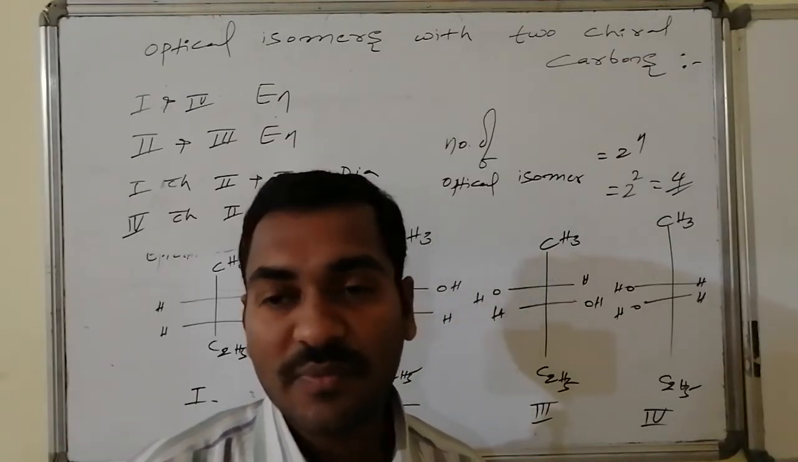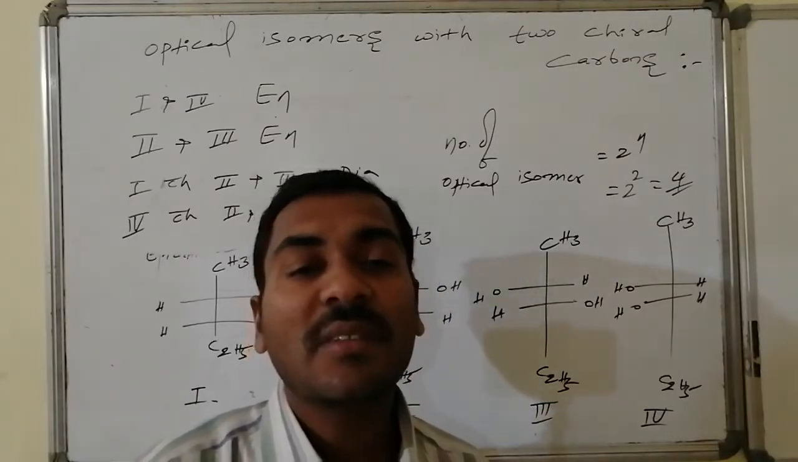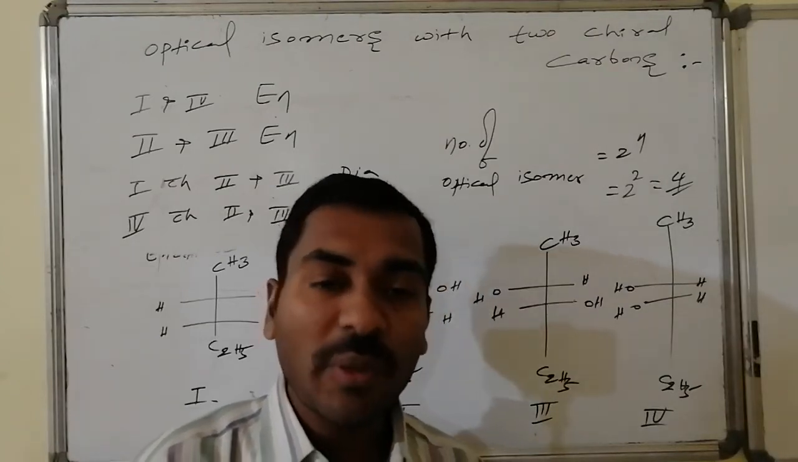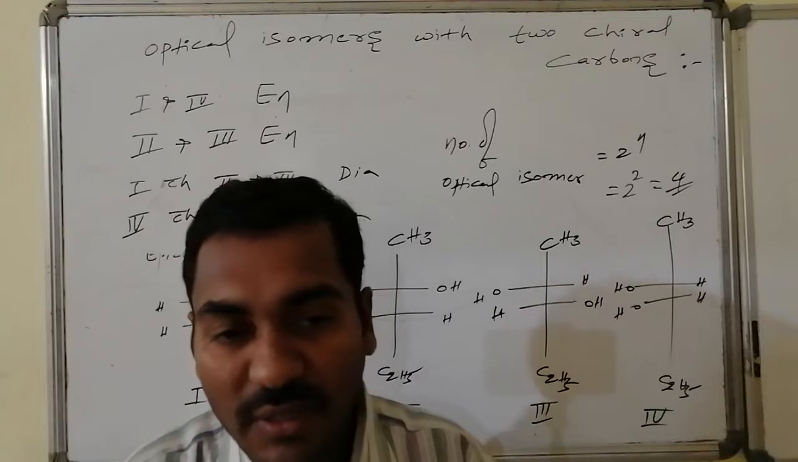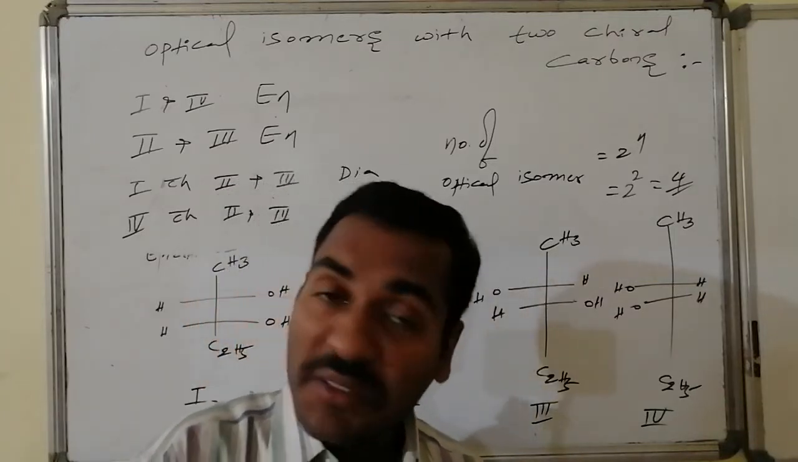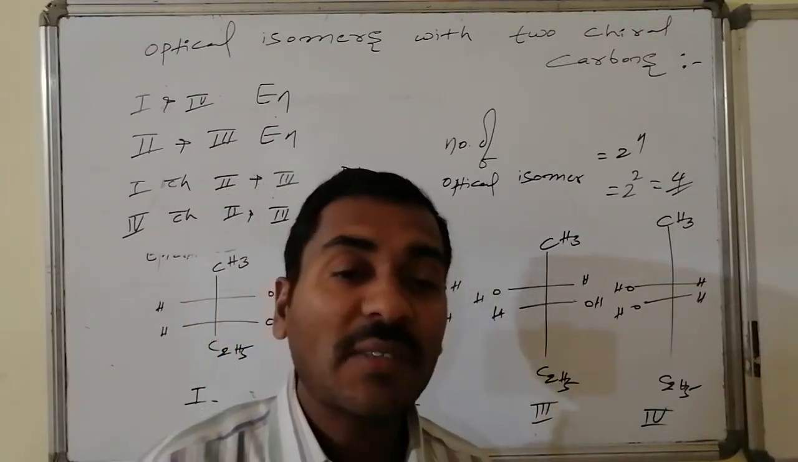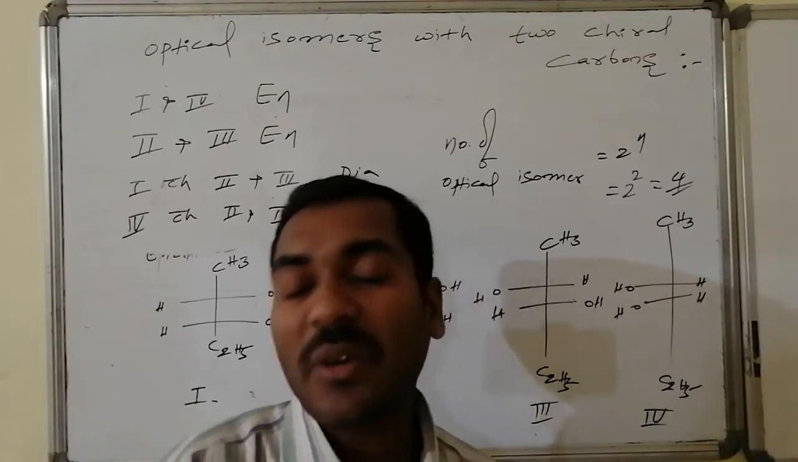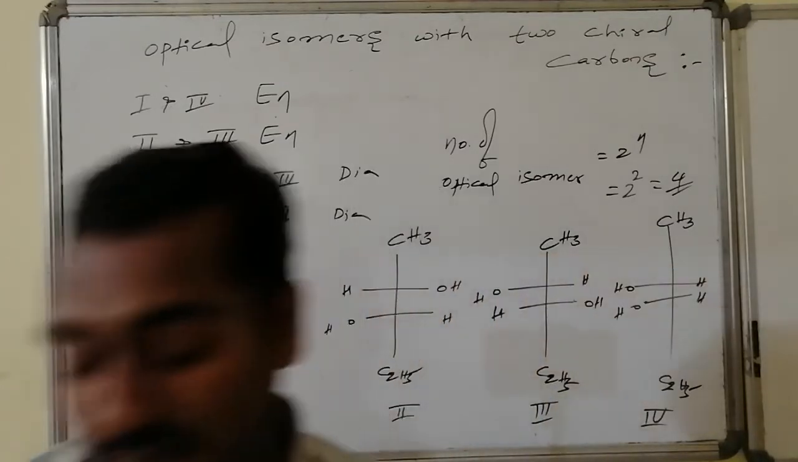such kind of other isomer relationship is known as a diastereomeric relationship. That is, optical isomers which are non-superimposable mirror images to one another. That should be a mirror image, but if that mirror image is non-superimposable, it is known as an enantiomer. Whereas optical isomers which are not maintaining an enantiomeric relationship, those are known as what here? Diastereomers.